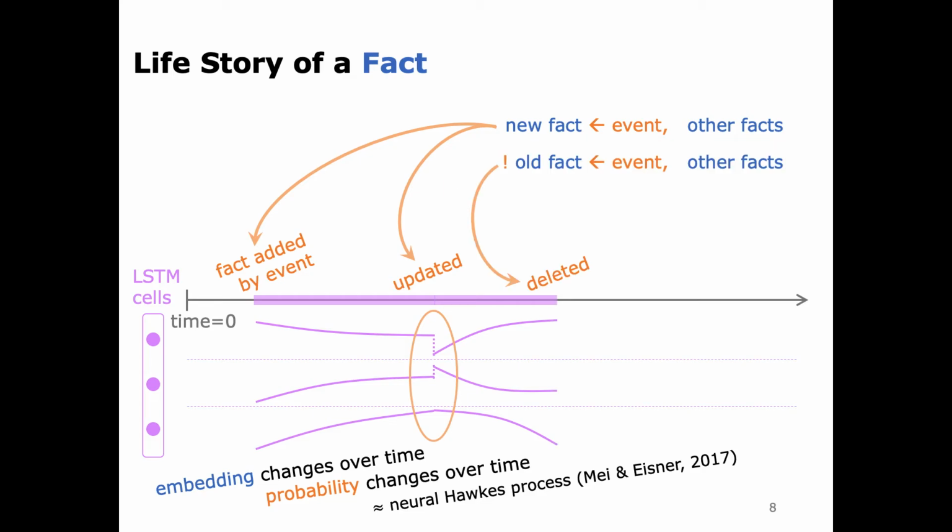Now another event happens. According to this rule, the fact will be deleted and the cell is destroyed. Is this over yet? Well, maybe sometime in the future, the fact will be added again by some other event.